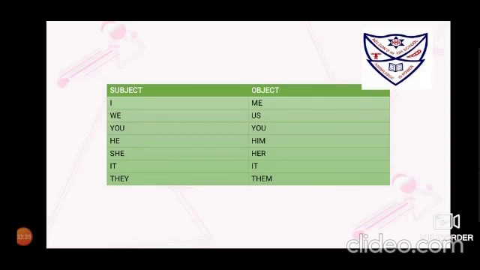He changes to him. She is writing a letter. A letter is being written by her. So she changes to her. It again remains it. They changes to them. They are watching the movie. The movie is being watched by them.